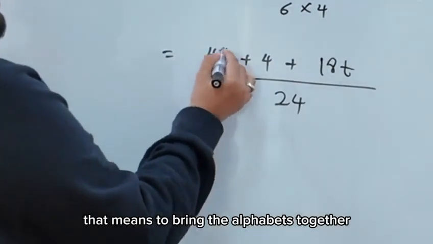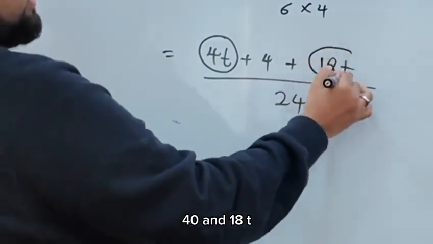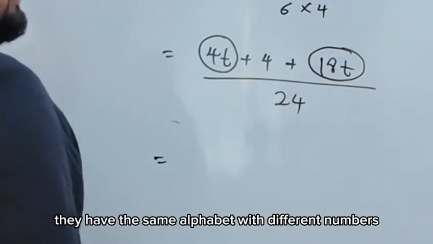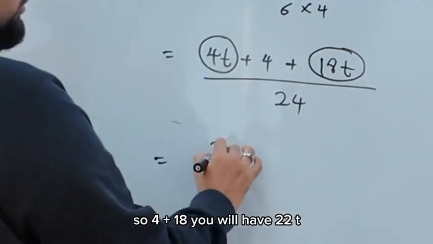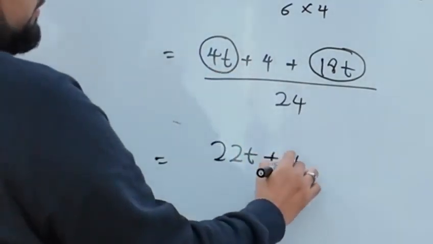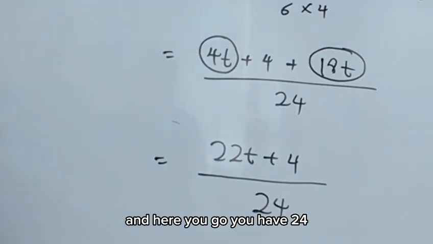That means to bring the alphabets together, 4t and 18t. They have the same alphabet with different numbers. So 4 plus 18, you will have 22t and you are left with plus 4. And here you go, you have 24.